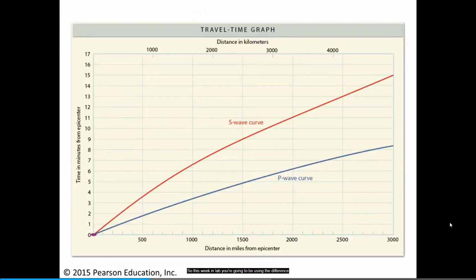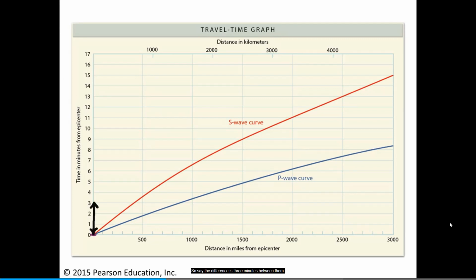So this week in lab, you're going to be using the difference in arrival times between the first P wave and the first S wave to figure out how far away the earthquake is from 3 different locations. So the way this works is you look at the seismograph, you figure out when the P wave arrived, you figure out when the S wave arrived, and you do the math.